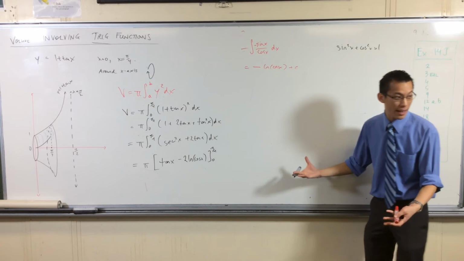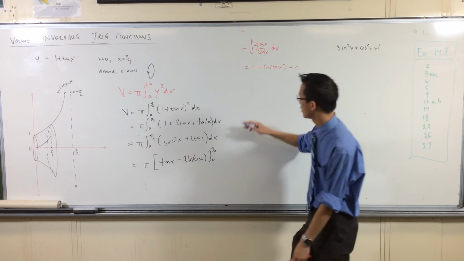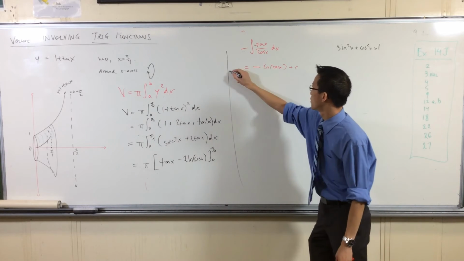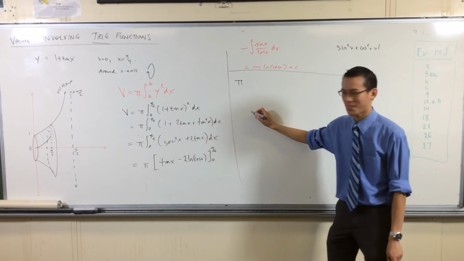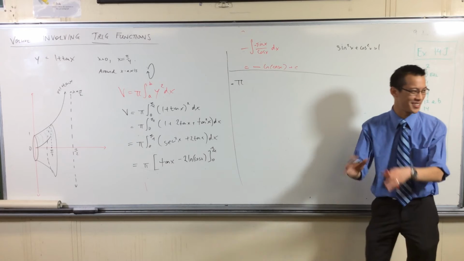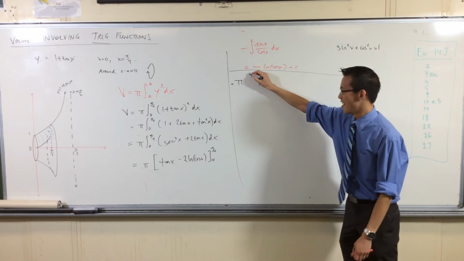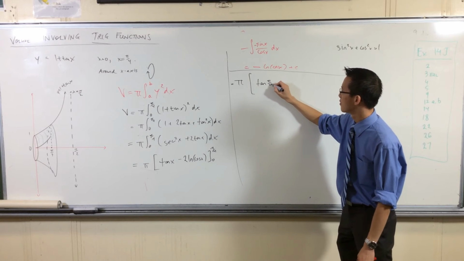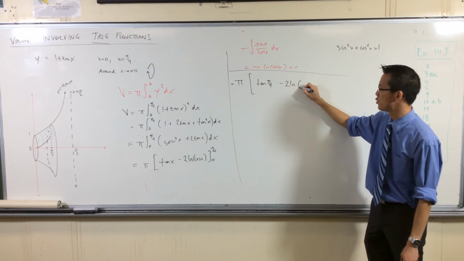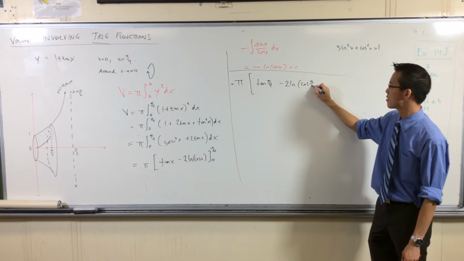But for the sake of it, we can evaluate this. So I'm going to draw a new column for myself. So let's do this. Don't forget your pi at the front, please. It's an easy thing to just disappear. What do I got here? Tan of pi on 4, minus 2 log cos pi on 4.